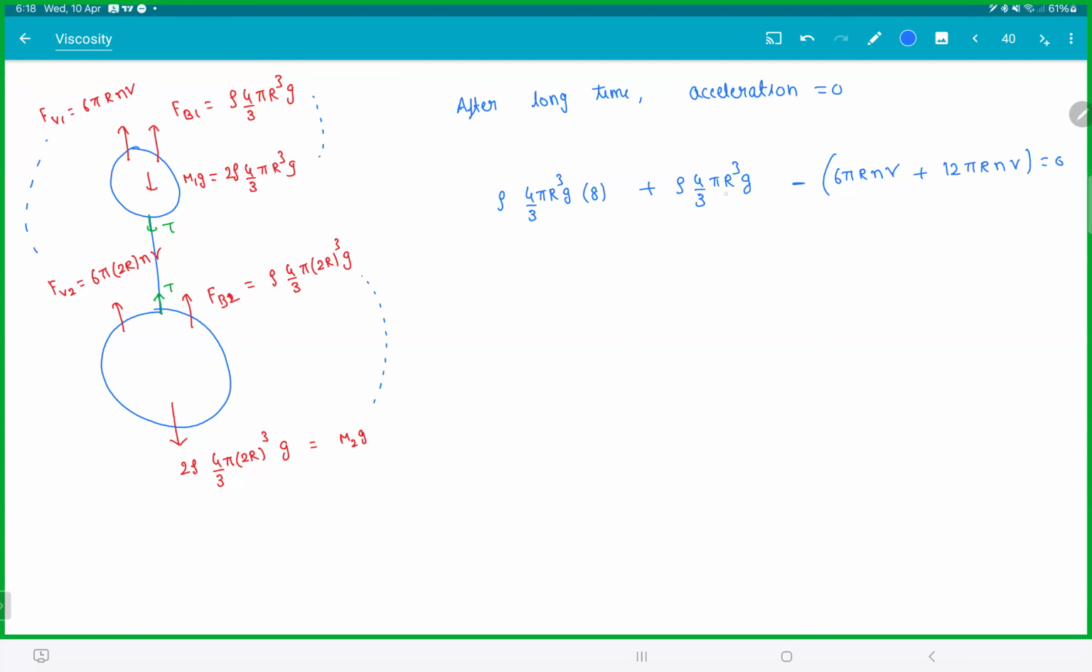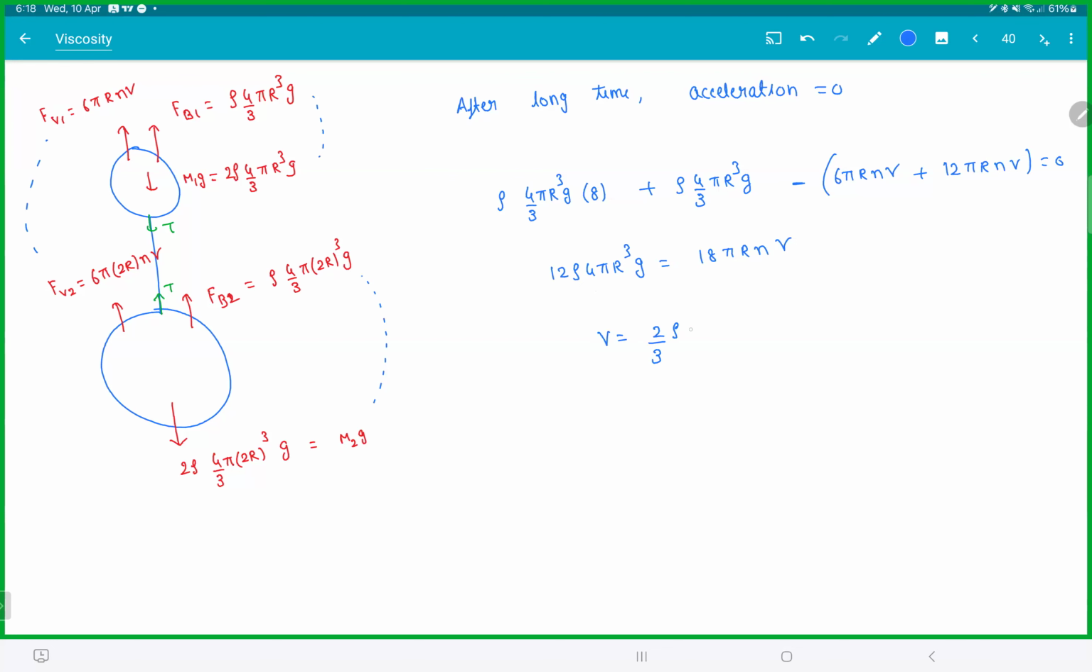How much is this? This is 8 plus 1, that becomes 9. There is a 3 there. That is 3. So 12 rho 4 pi r cube g becomes 18 pi r eta v. So v is equal to, that is 6, 2 by 3. 2 by 3 looks right?